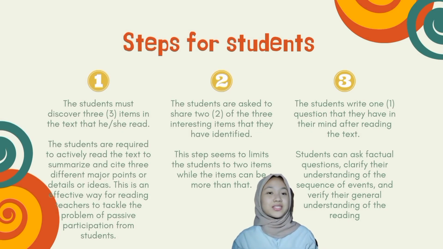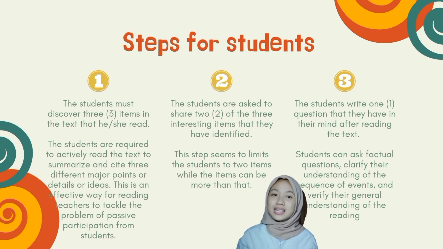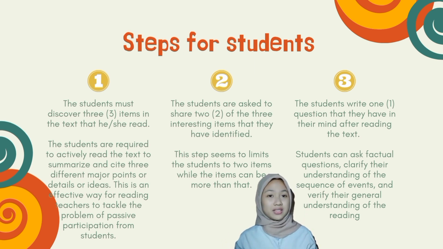Next is steps for students. There are 3 steps for students. The first one is that the students must discover 3 items in the text that he or she read. The students are required to actively read the text and summarize and cite 3 different major points or details or ideas. This is an effective way for reading teachers to tackle the problem of passive participation from students.